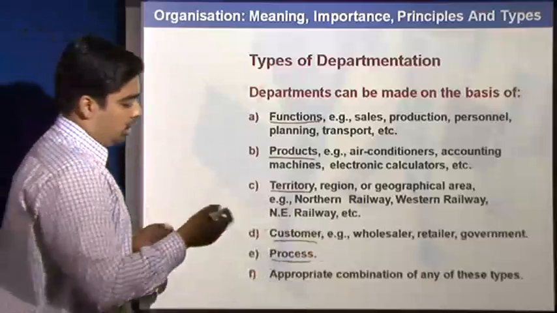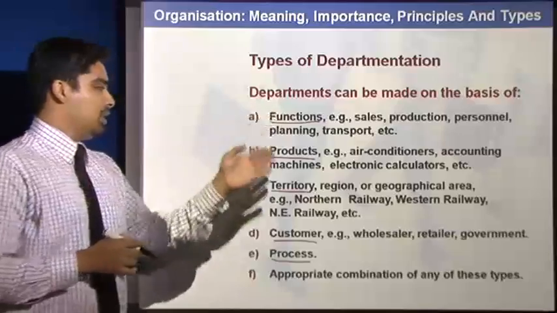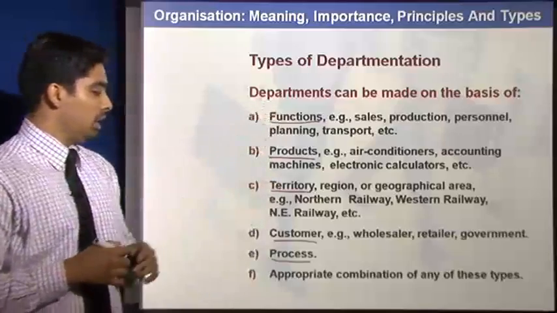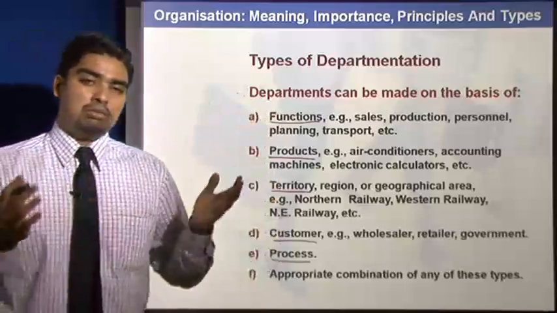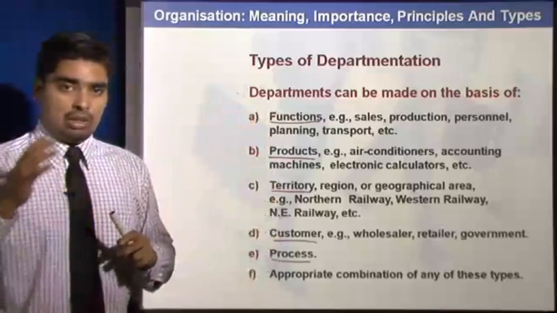Then you have a combination of any of these types. So it could be functions and products together, or functions and territory together, or customers and functions together. So any suitable combination based on the organization.